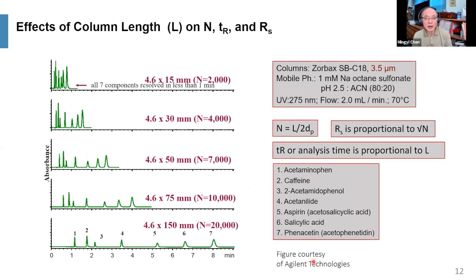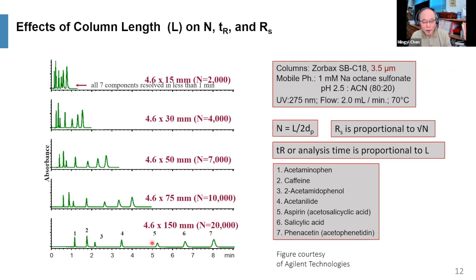Okay, effective column length, right? So here is a set of figures from Agilent Technology. Okay, so I have a bunch of columns, right? Some of these are very short columns. This is the 15 millimeter column, not 15 centimeter, right? So a very short column. Plate count is only 2,000. You can see that you have really fast LC, fast liquid chromatography, but the resolution is not good, right? There's also a little bit of peak tailing because then you have something called extra column band broadening.